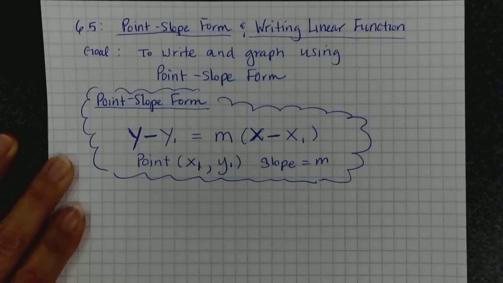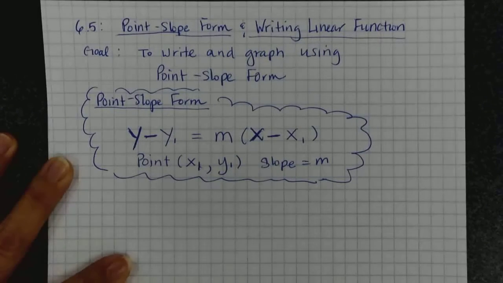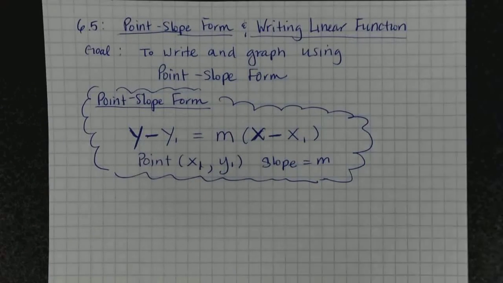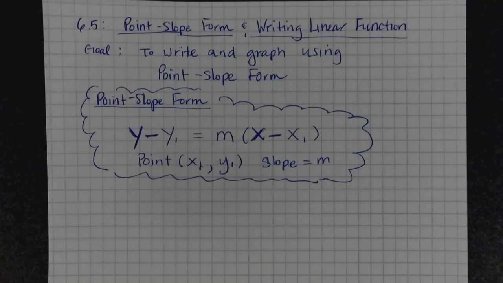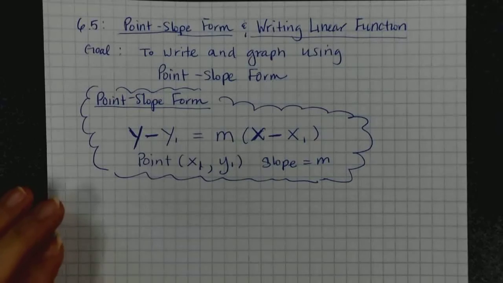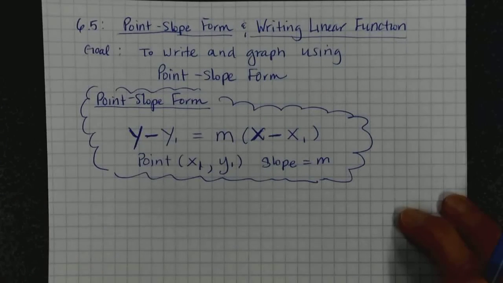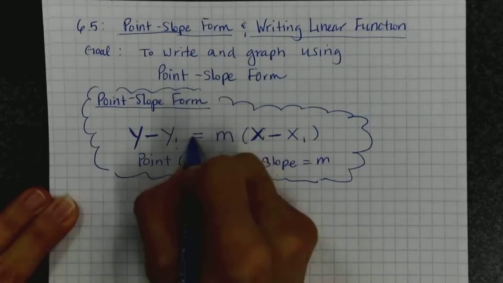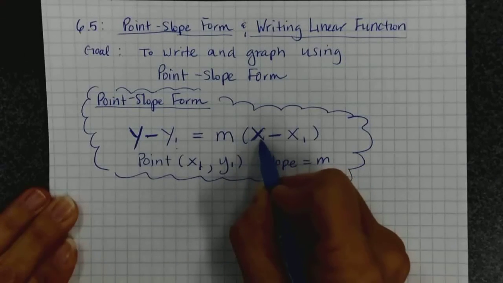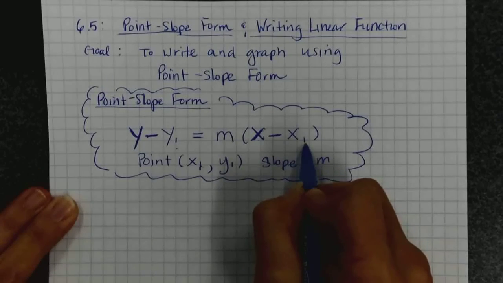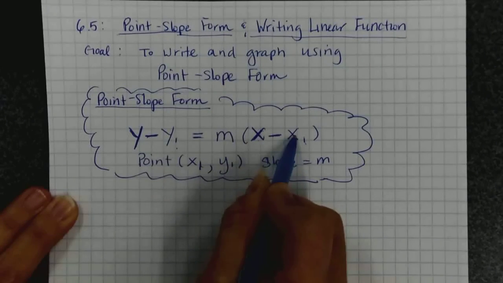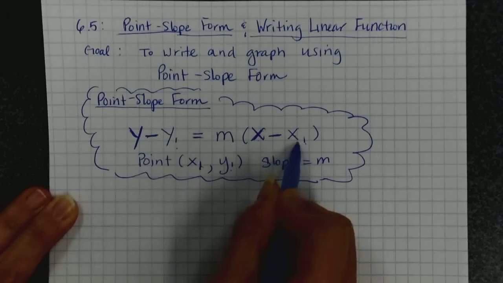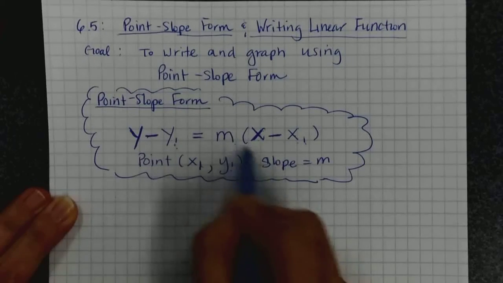4.5 is about point slope form of a linear function, and we're going to be writing equations of a line in point slope form today. Point slope form is the second form of a linear function. The first one was slope intercept form, which was y equals mx plus b. In point slope form, it is y minus y1 equals m times the quantity x minus x1, where x1 and y1 make it a point. This is your x coordinate and y coordinate, and m is the slope.